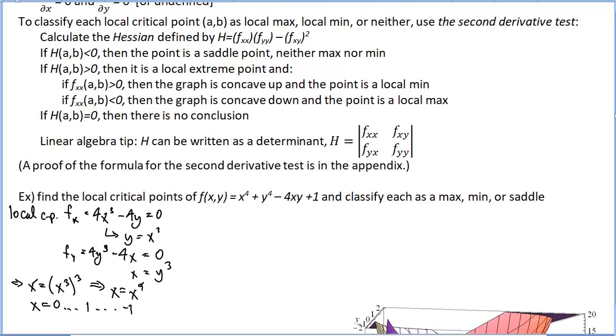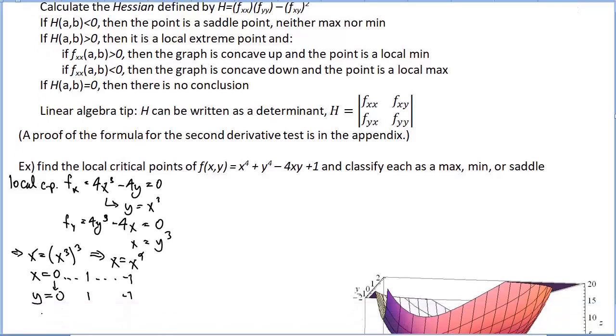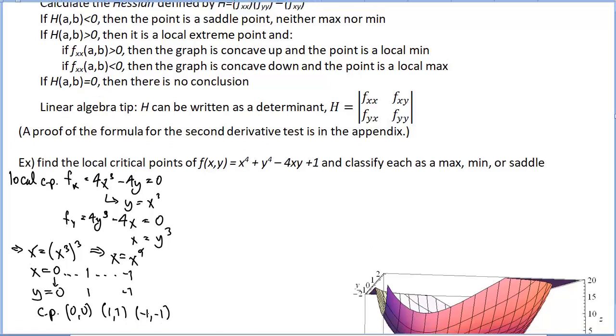And then when x is 0, substituting, we get that y equals 0. And when x is 1, substituting, we get y is 1. And when x is -1, substituting, we get y is -1. So that gives us our critical points. Our critical points are (0, 0), (1, 1), and (-1, -1). So we have 3 critical points, and we will need to check them.